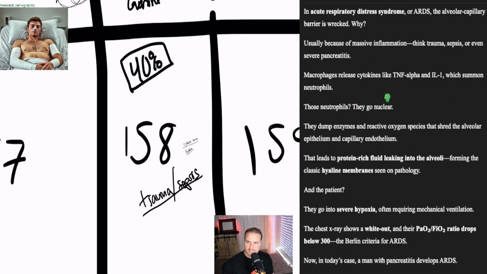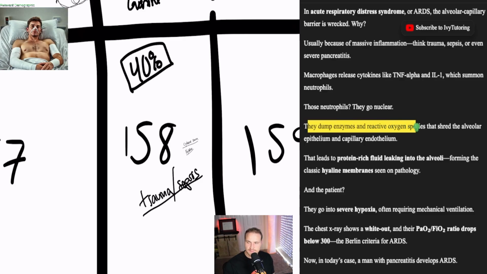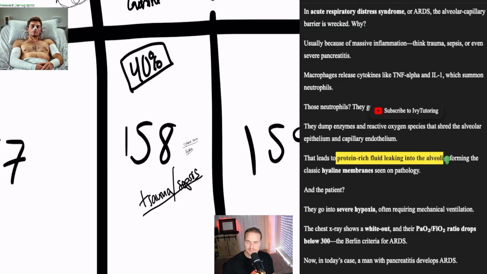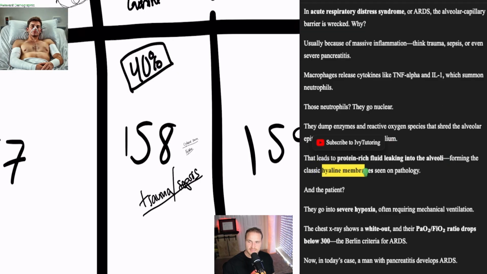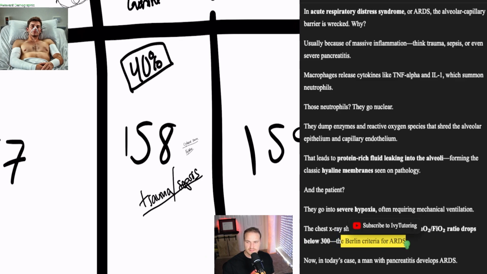All right, so here's the breakdown. Macrophages release cytokines like TNF-alpha and IL-1, which summon neutrophils. And there's that inflammation because of trauma, sepsis, or severe pancreatitis. The neutrophils dump enzymes and ROS that shred the alveolar epithelium, which leads to protein-rich fluid entering into the alveoli. And those make the hyaline membranes that you see. And the patient then has severe hypoxia because of these hyaline formations. The lungs aren't working very well, and the PaO2 ratio drops, Berlin's criteria for ARDS. So this is neutrophil-induced injury to the pulmonary epithelium.